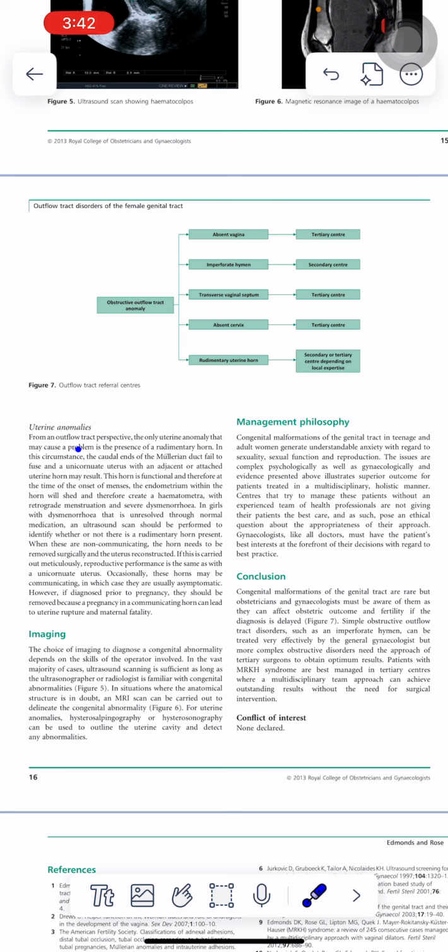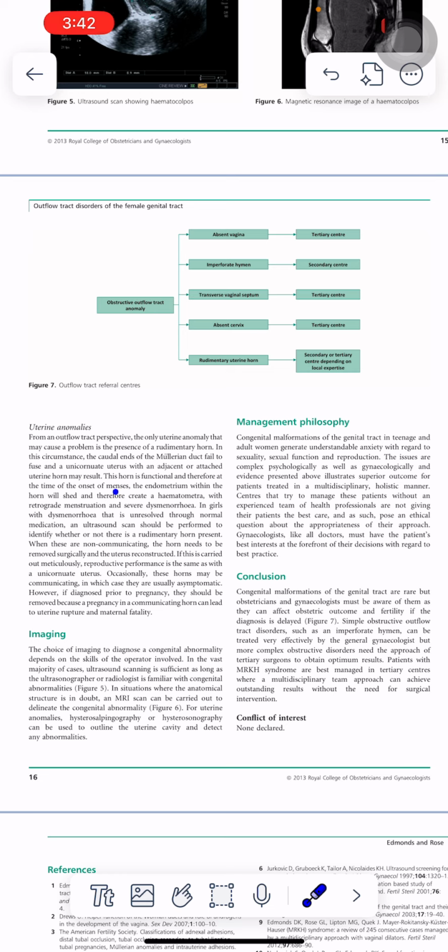Uterine anomalies from an outflow perspective: the only uterine anomaly that may cause a problem is the presence of a rudimentary horn. In this circumstance, the caudal end of the Mullerian duct fails to fuse, and a unicornuate uterus with an adjacent or attached uterine horn may result. So sometimes a patient may present with amenorrhea, or with pregnancy in the rudimentary horn. You cannot diagnose it on ultrasound, but usually this diagnosis is made when you are doing an open laparotomy for ectopic pregnancy and you see the ectopic pregnancy in the rudimentary horn.